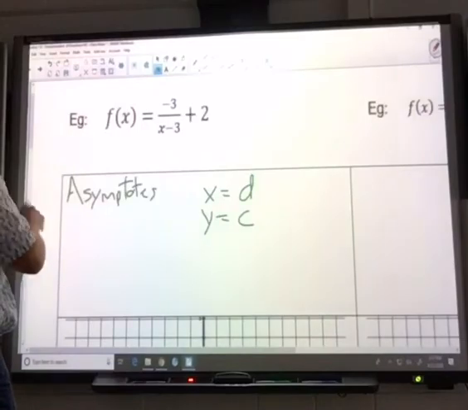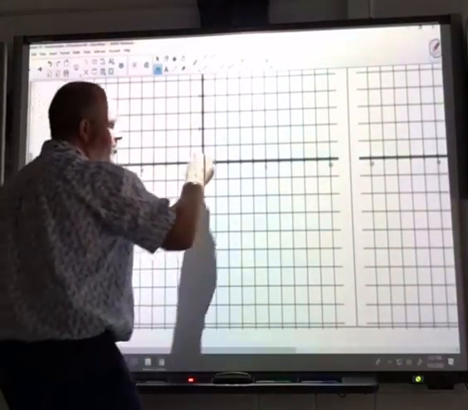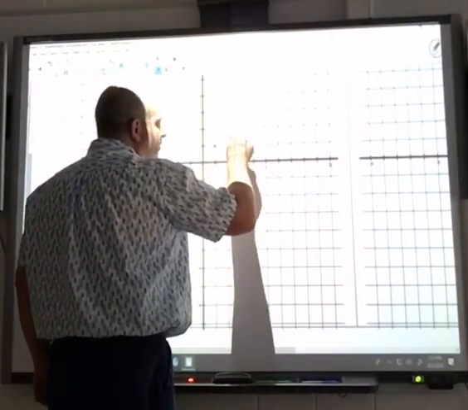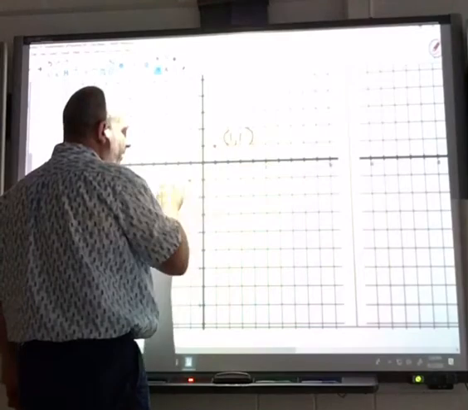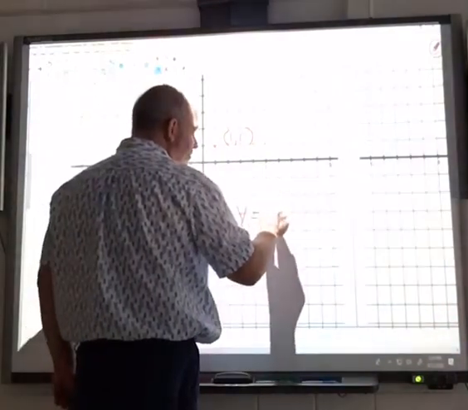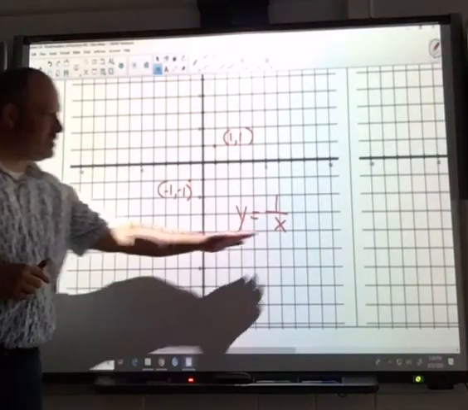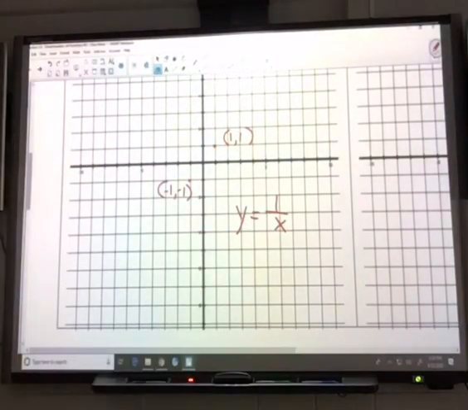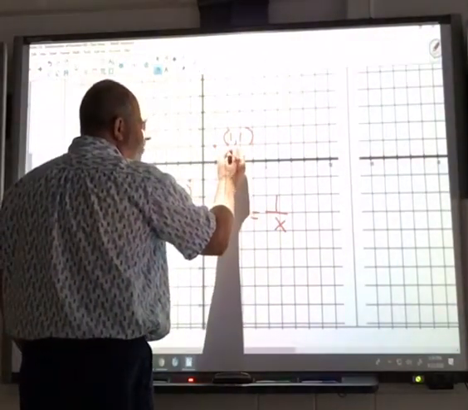When I do the mapping rule for the base function, there's the point (1, 1) and the point (-1, -1). And that's for the equation y equals 1 over x, our reciprocal function, where the x is in the denominator. So those are 2 key points. Another key point is going to be 2.5, so that's right here.